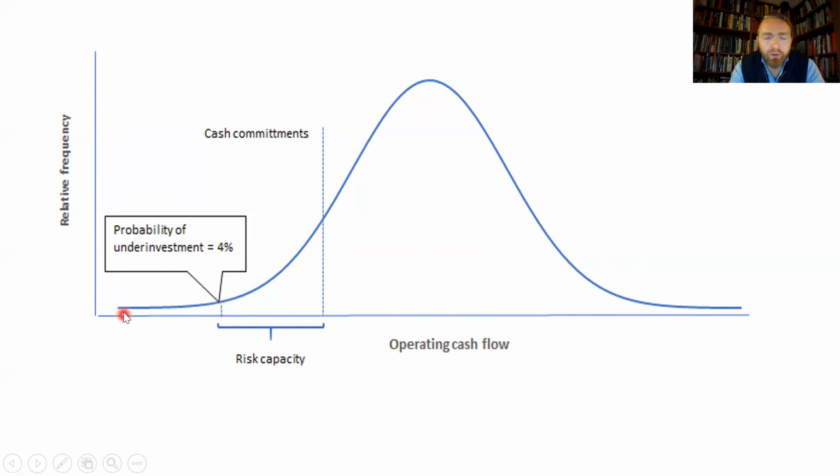From this point on, we're talking scaling back in cash commitments, which usually is taken to mean cutting back in capex or investment, right? So you can think of this point here as the point of underinvestment. So all the probability mass to the left here in the tail, that's the probability of underinvestment, and it will be a function of your risk capacity and the amount of variability in your performance and the extent to which you have cash commitments.